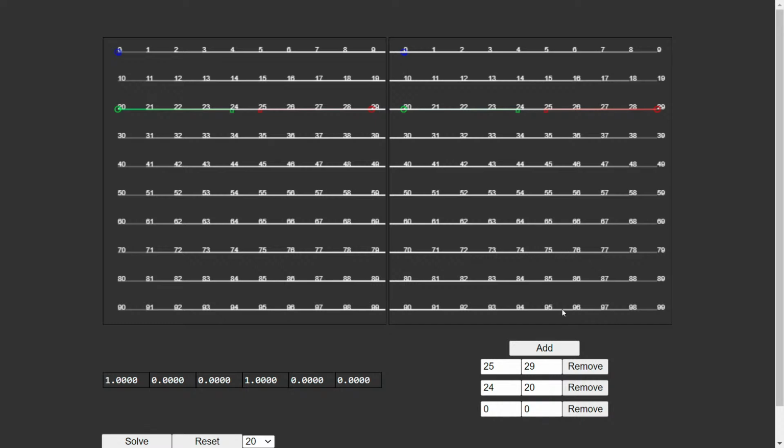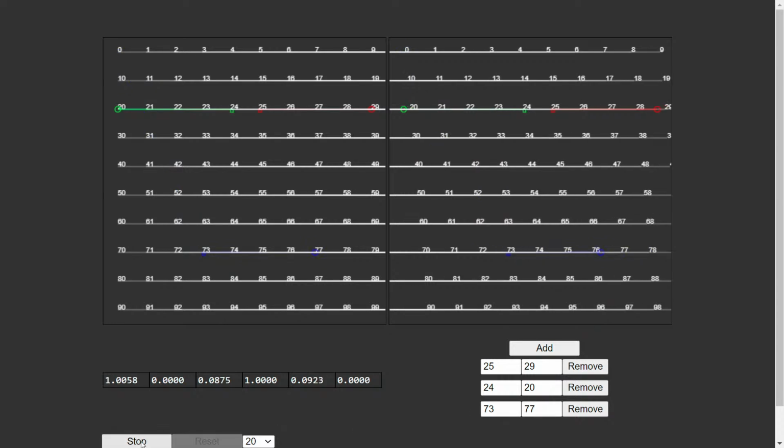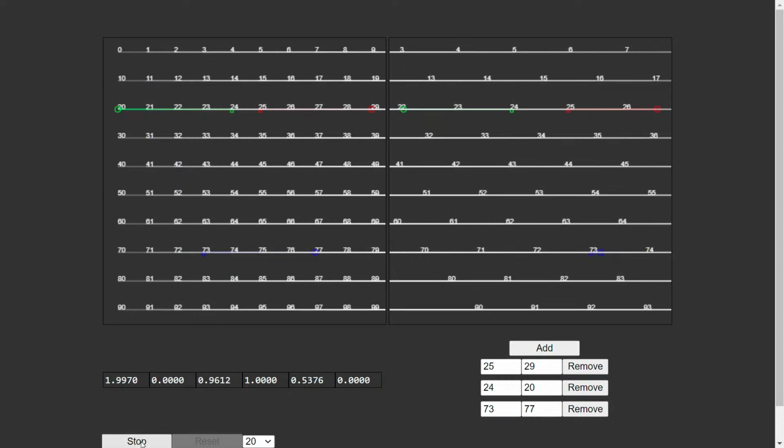I mean, like 72 to 77. I don't think that's going to do it. Yeah, because it can shear. It can shear and expand, so that's fine.